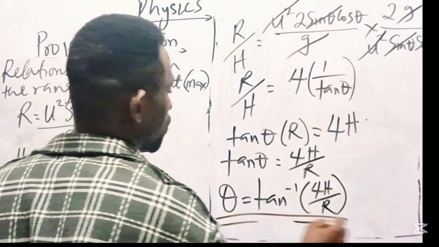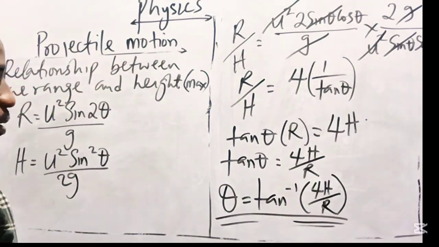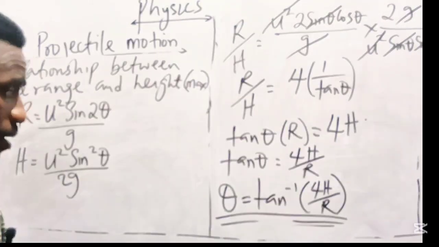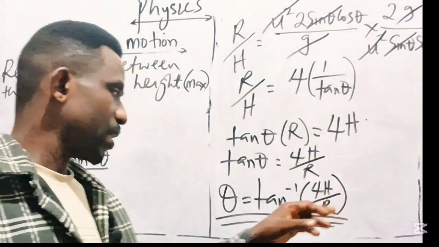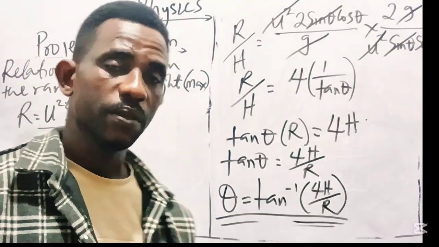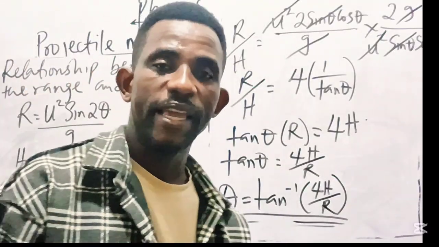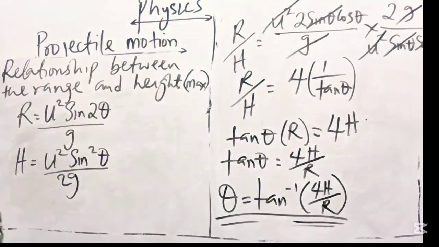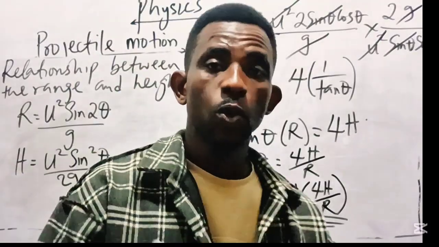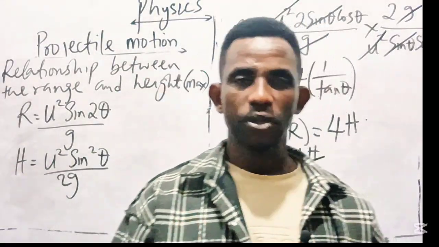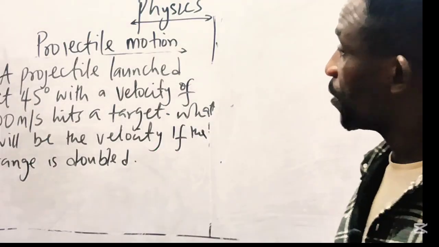Tan theta is equal to 4H over R, so theta is equal to tan inverse of 4H over R. If you are given the maximum height and the range and asked to find the angle of projection, this is the best way to find it. All right, at this point, let's move to question and answer on projectile motion. Let's work this first question together.